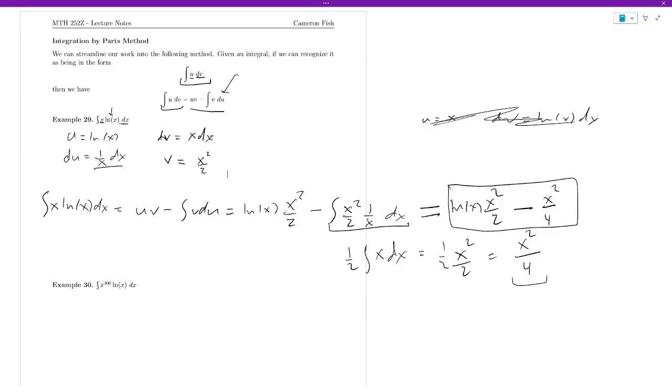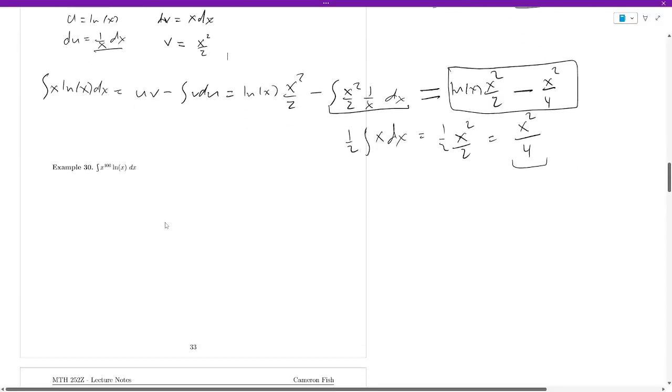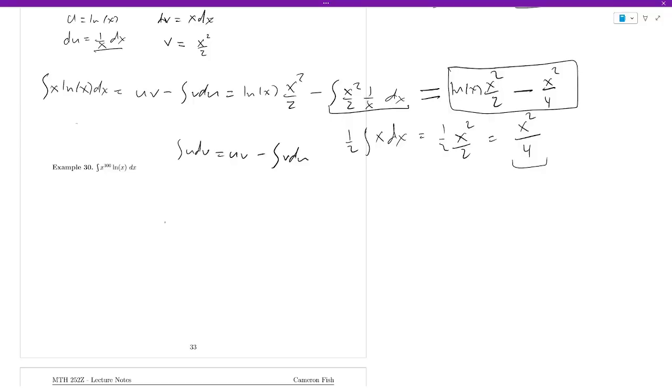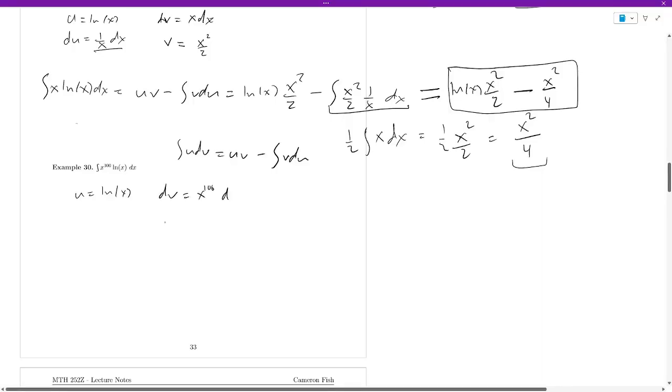So let's try the next one. Go a little bit faster because we know the method now. Okay, so we need our integration by parts formula. Integral u dv is uv minus integral v du. So I just got to identify u's and v's. Again, we haven't talked about how you would pick a good one, but let's just pick u as log x, and then dv is x to the 100 dx.